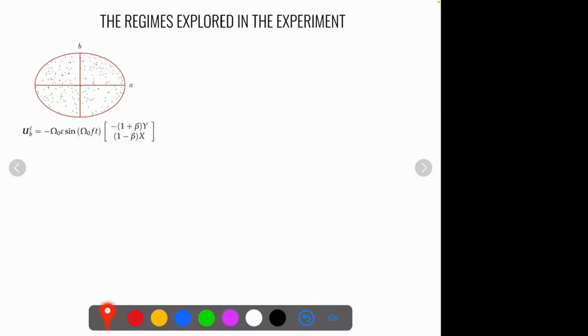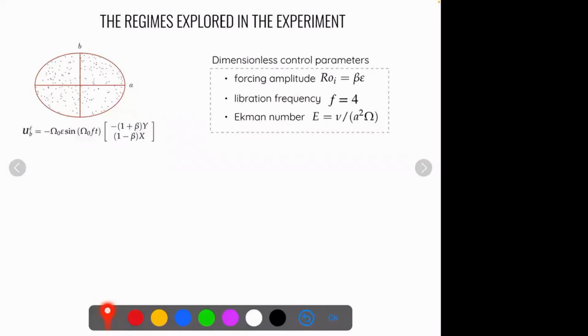Okay, so with these experiments, what are the regimes that we hope to explore, and how do they compare to geophysics? So we have three dimensionless parameters. We have the forcing amplitude, which we call the Rossby number, which is proportional to the ellipticity of the deformation, and to the amplitude of the modulation of the rotation rate, the amplitude of the libration. There is also the libration frequency.